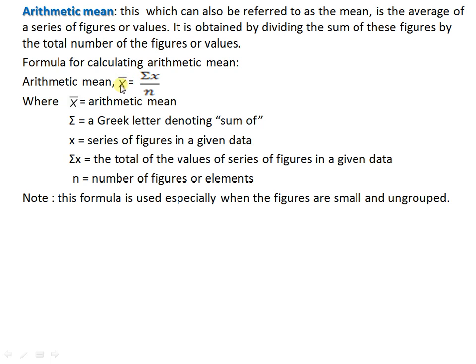x-bar, which is simply the sum of all the figures that you have, the addition of all the figures, all over the number of figures that you have, where x-bar is equal to the arithmetic mean. Sigma is the Greek letter denoting sum. x is the series of figures in a given data. Summation of x is the sum of all the x, and n is the number of figures or elements. This formula is used especially when the figures are small and ungrouped.